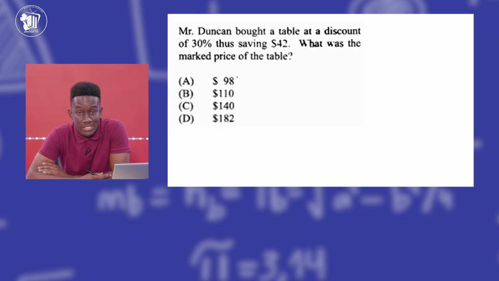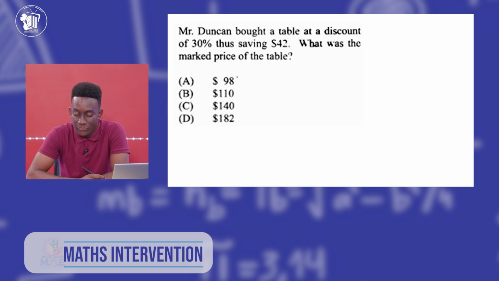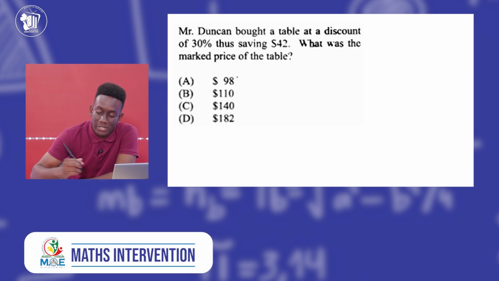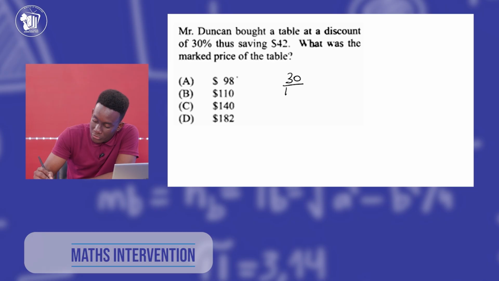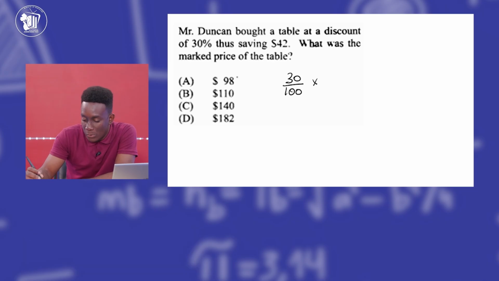The next question says, Mr. Duncan bought a table at a discount of 30%, thus saving $42. What was the marked price on the table? So we see that he bought the table at a discount of 30% and he saved $42. So they want to find what is the marked price on the table.